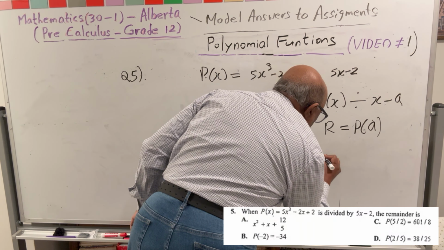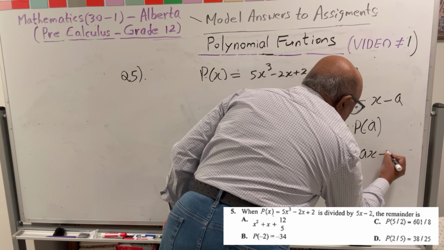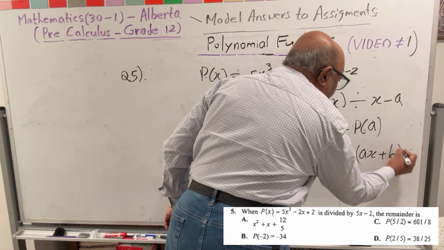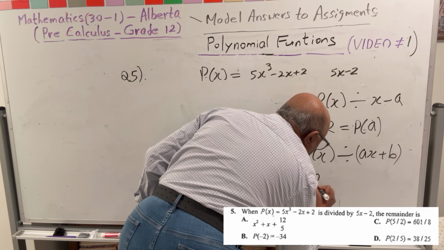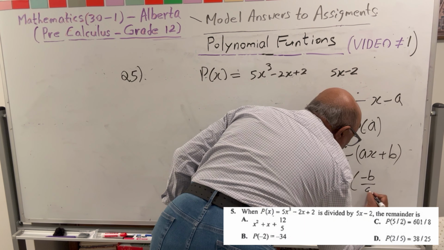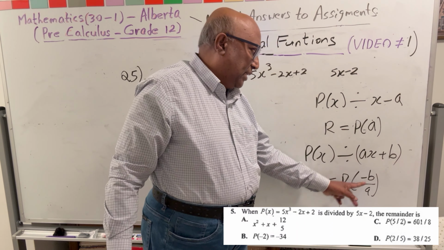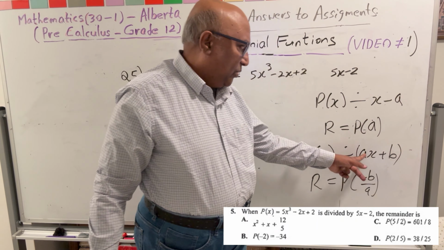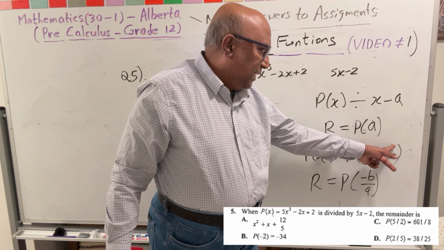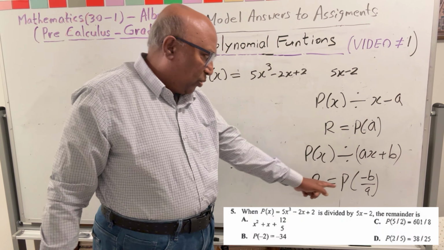Then let's consider another situation. If P(x) is divided by the linear function ax plus b, the remainder is P of minus b upon a. How to identify the value to be substituted? Just make this 0. If you make this 0, you are getting x equal to minus b upon a. That is the value to substitute to get the remainder.